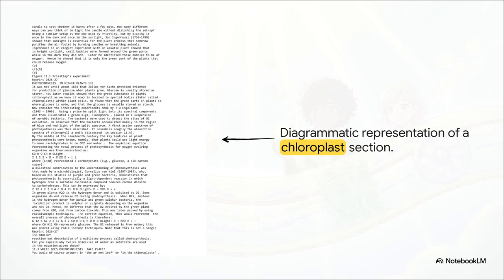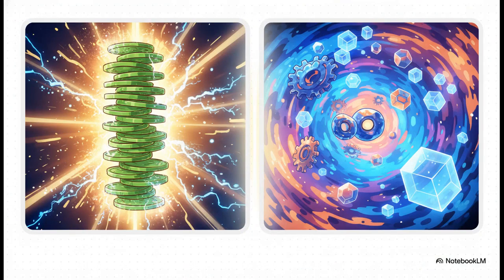You've got the grana, which honestly look just like tiny stacks of coins, connected by stroma lamellae. And all of this is floating in a fluid matrix that we call the stroma. And in this factory, there's a very strict division of labor. Seriously, everyone has a specific job.